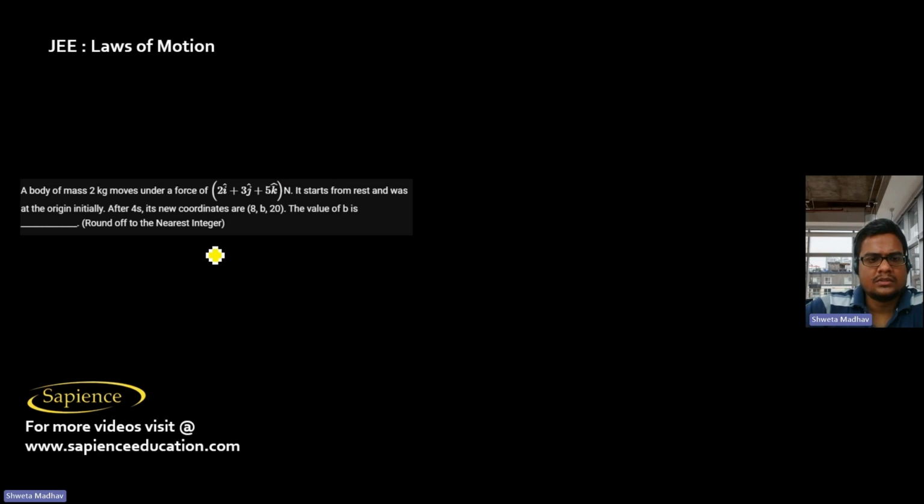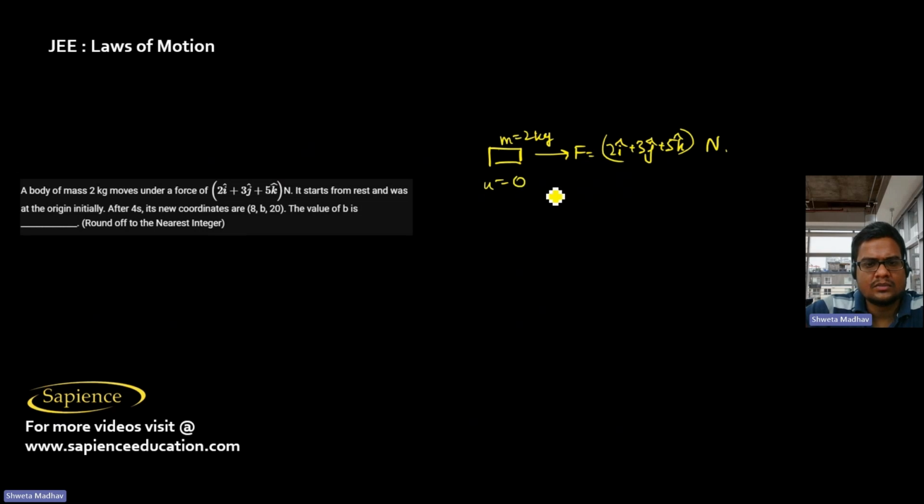And here it is told a body of mass 2 kg moves under a force that is 2i cap plus 3j cap plus 5k cap Newton. It starts from rest, so u equals 0, and was at the origin initially. So at time t equal to 0, r was equal to 0.